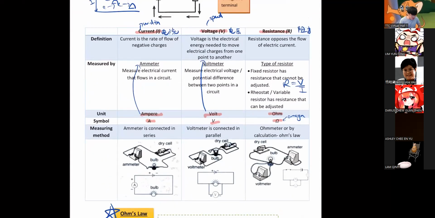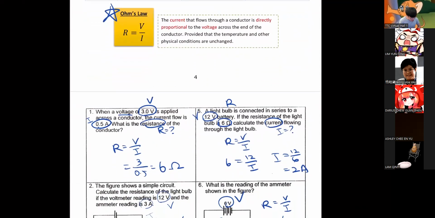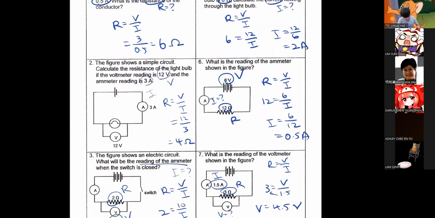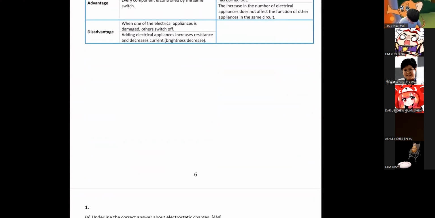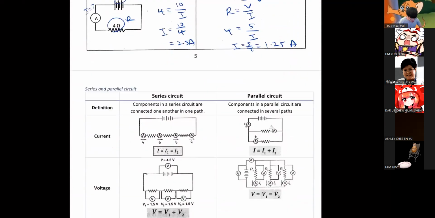So what am I telling you this just now? It is to let you better understand electricity. It doesn't matter as long as you can do this. So let's move on. Let's go to our series and parallel circuit. Series and parallel circuit.